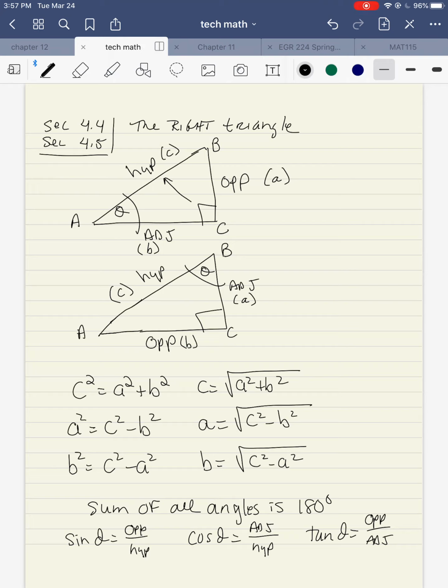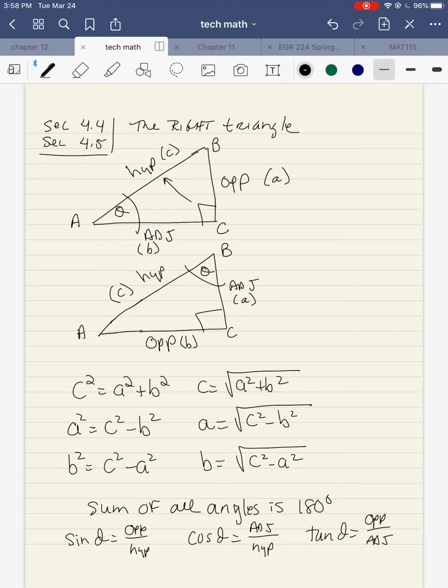So the things I can work with are the Pythagorean theorem, which is c squared equals a squared plus b squared, or solving for c, c is equal to the square root of a squared plus b squared. a squared is equal to c squared minus b squared, or a is equal to the square root of c squared minus b squared. b squared is equal to c squared minus a squared, or b is equal to the square root of c squared minus a squared. This will help me find side measurements.